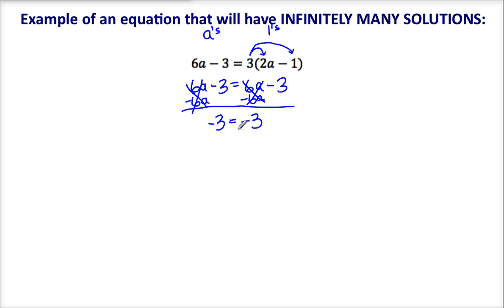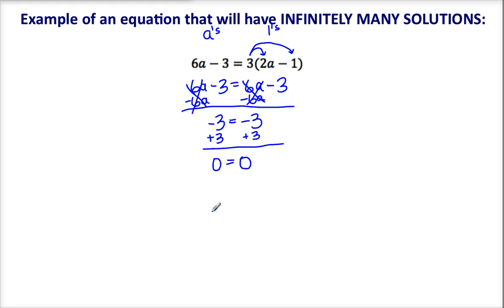If I were to continue trying to move all the constants to this side, I would want this negative 3 to move. It's on the wrong side, so I would add 3 on both sides. Negative 3 and positive 3 is 0. So I end up with the statement 0 equals 0, which is true, right? 0 does equal 0. But when I end up with a statement like this, it tells me that this equation has infinitely many solutions. In other words, there are infinitely many numbers that I could plug in for a to make this equation true.